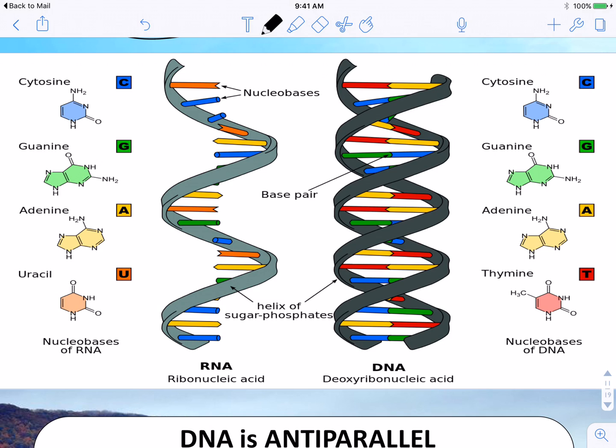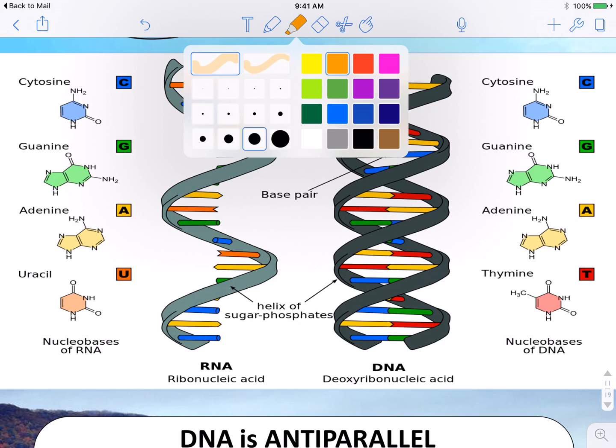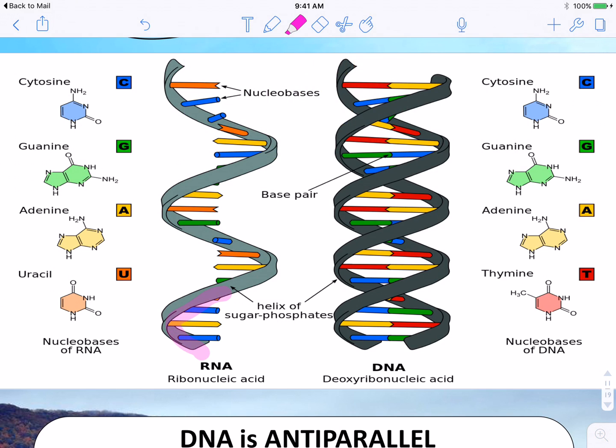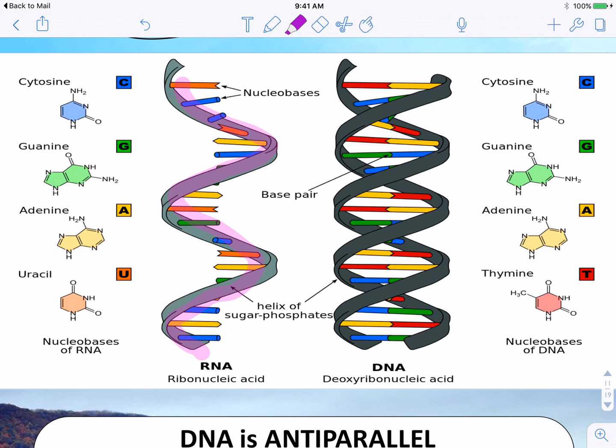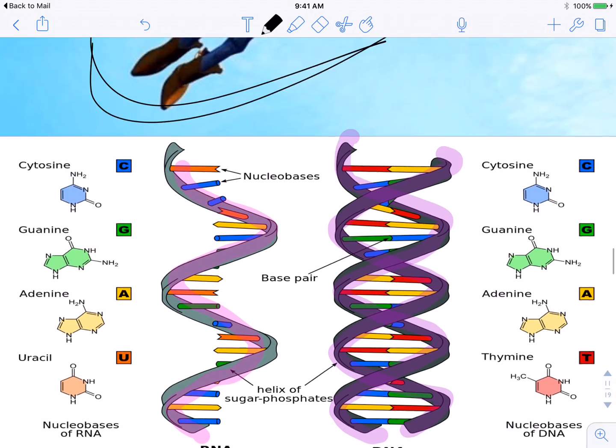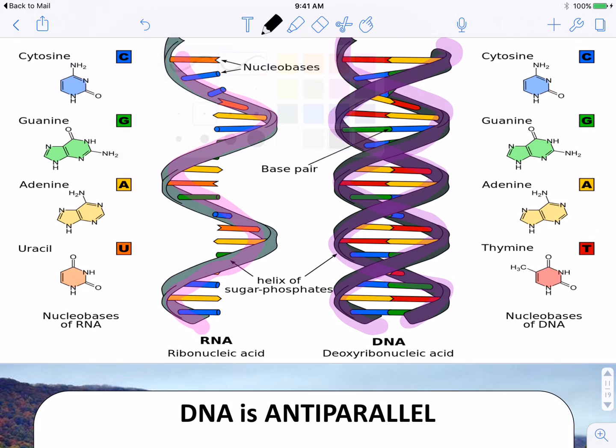RNA visual. So RNA has one strand. So let's highlight it in pink here. RNA has one strand. And then let's do DNA, and let's have some fun and do purple. DNA has 2 copies. That's one copy. This is the other. So that is one prime difference between DNA and RNA. RNA only has one.